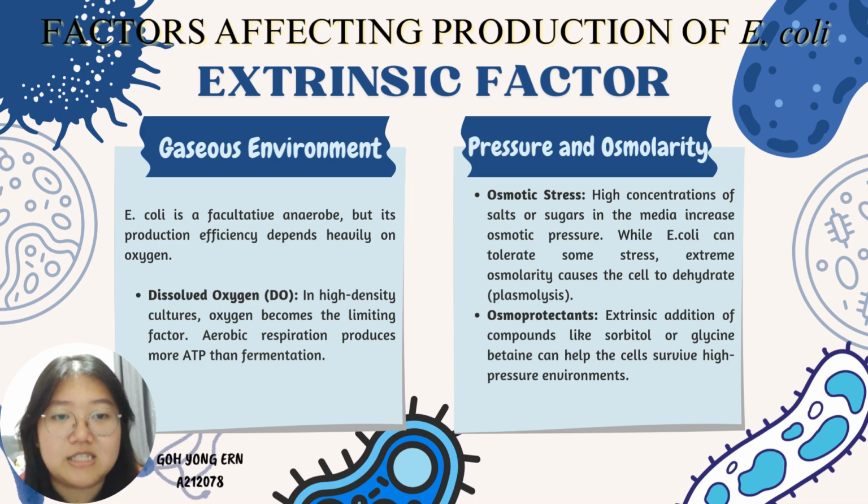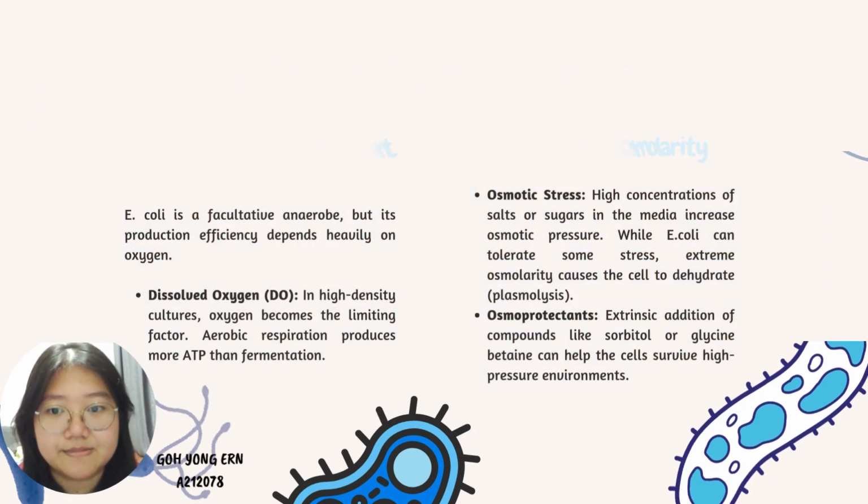The last one is pressure and osmolality. High concentration of salt or sugar in the media increases the osmotic pressure. While E. coli can tolerate some stress, extreme osmolality causes the cell to dehydrate, also known as plasmolysis. Extrinsic addition of compounds like sorbitol or glycine betaine can help the cell survive high pressure environments.